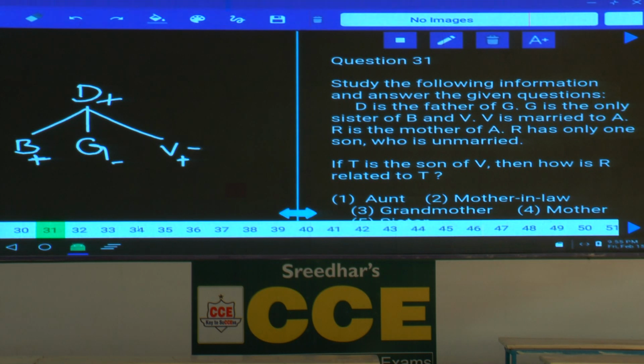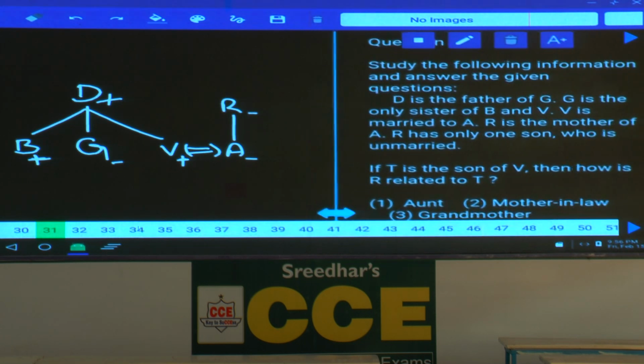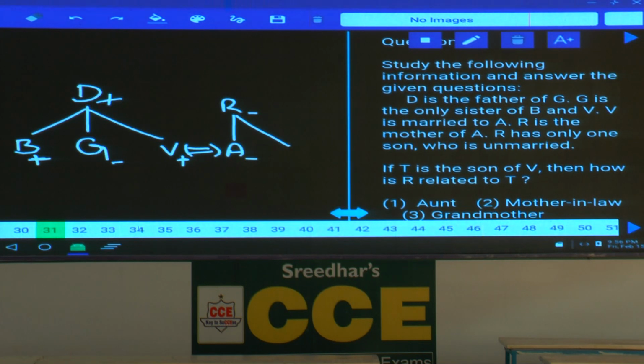V is married to A. Now this V is married to whom? V is married to A, and R is the mother of A. R is the mother of A, can be written like this. R has only one son, and that person is unmarried. Now this R is having only one son and that son is unmarried, isn't it? Now this is the information we have.